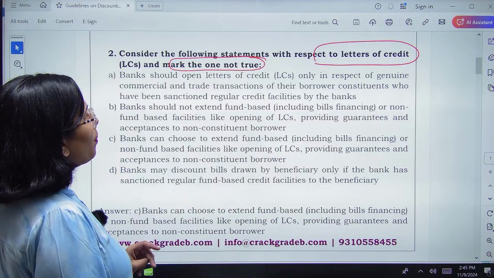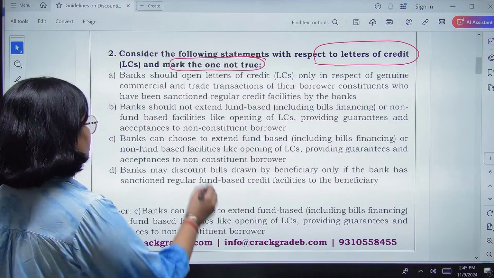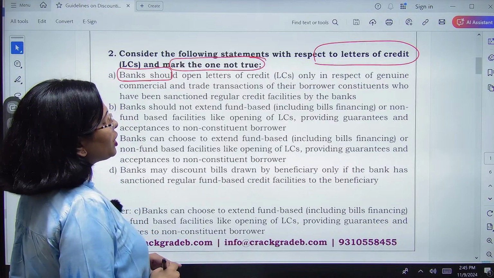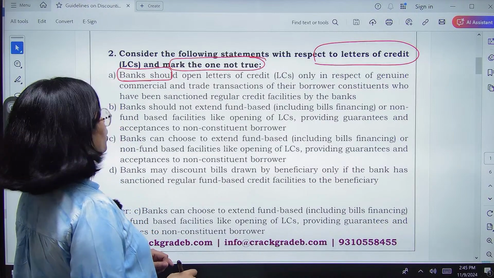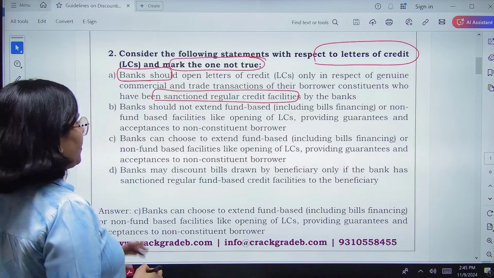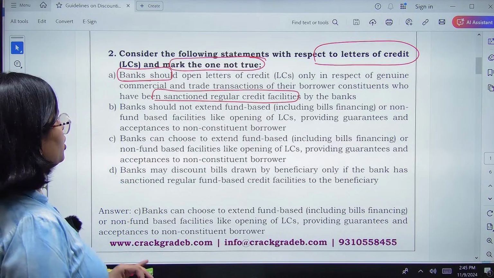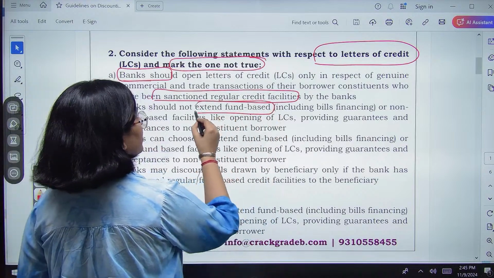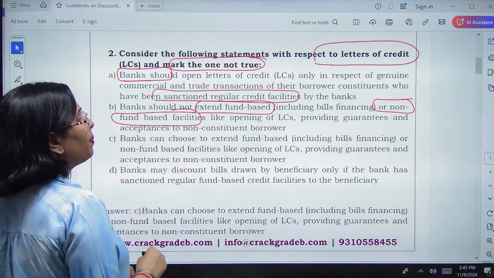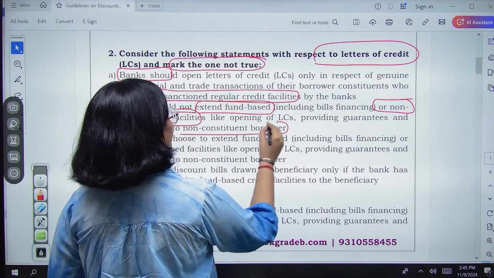So banks should open letters of credit only in respect of genuine commercial and trade transactions. Who's opening the letters of credit? Obviously banks, right? In respect of commercial trade transactions of their borrowers, constituents who have been sanctioned regular credit facilities by the bank. Okay, noted. Now next, banks should not extend fund-based or non-fund-based facilities like opening of letter of credit, providing guarantees and acceptance to non-constituent borrowers.